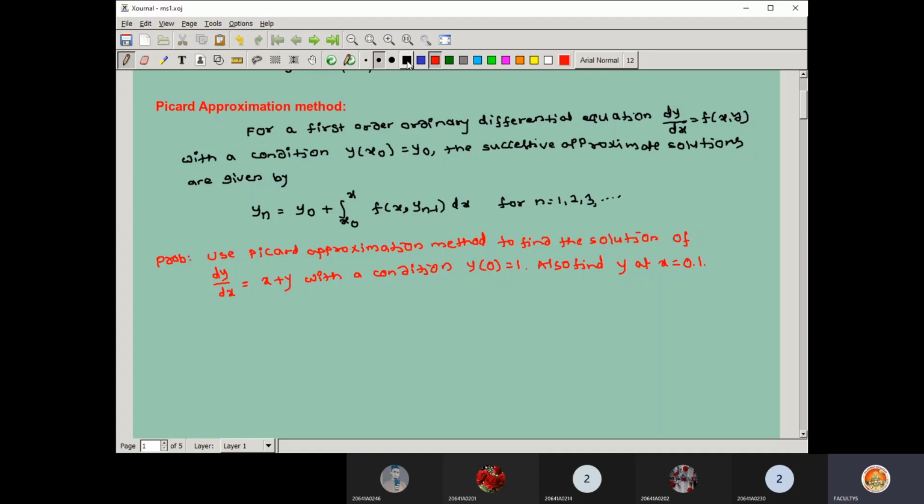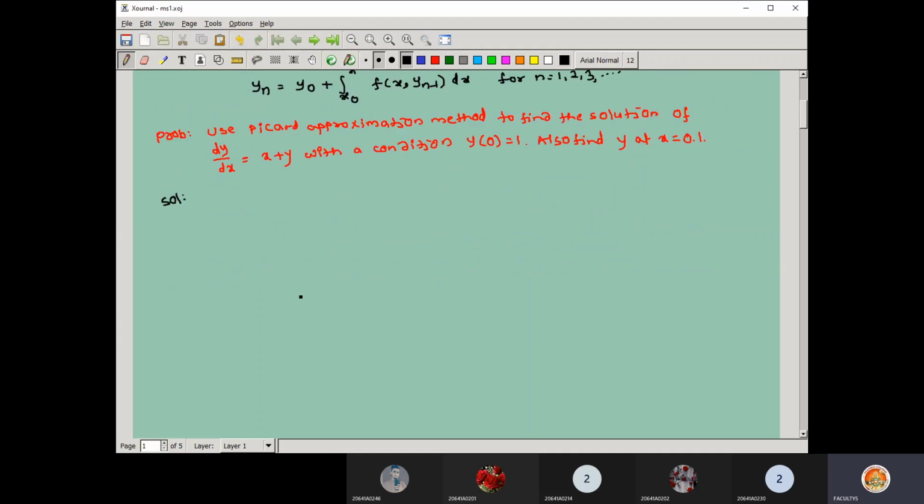Look at this problem. This problem is very similar to your first problem we used in Taylor series method. The same problem here I am giving, and I am trying to find out the solution for this differential equation. So at present I am using Picard approximation method. So first you write down what they have given. Given dy by dx equal to x plus y, and the condition is y of 0 equal to 1. So here you are introducing a function f of x comma y.